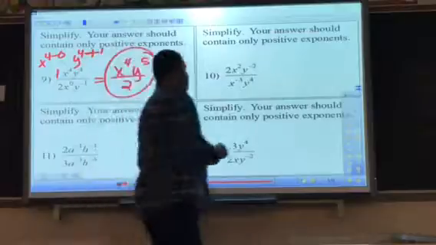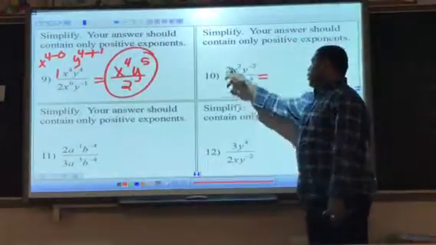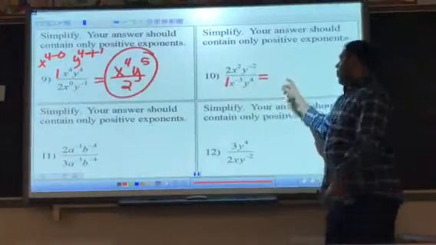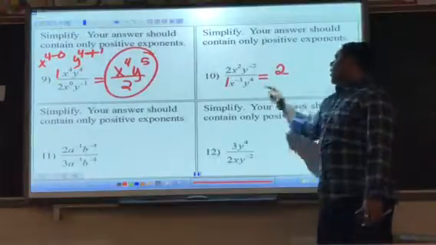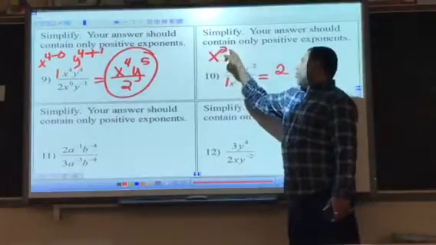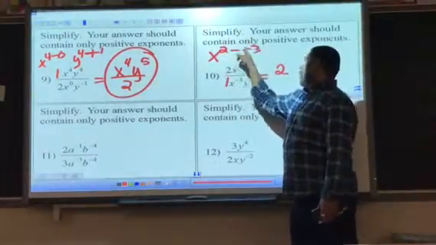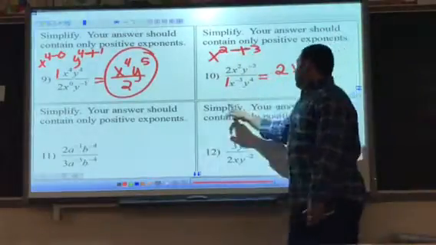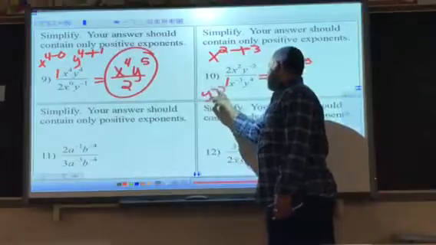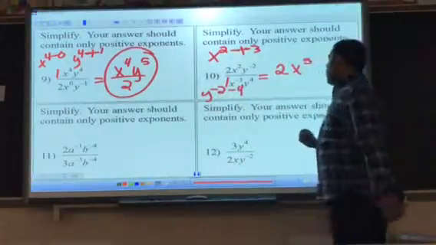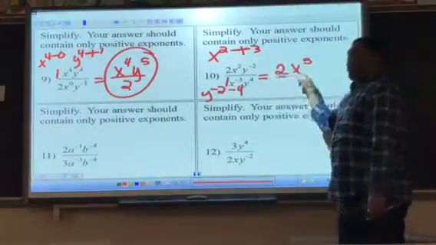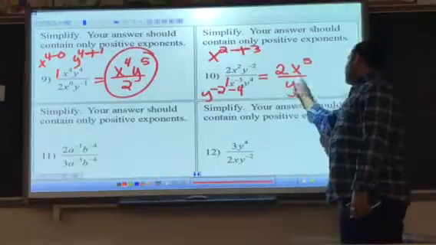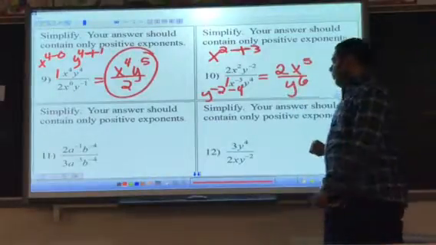For number 10, 2 over 1, so that simplifies to be just 2. My x's, I have 2 minus a negative 3. Minus negative is plus, so that's x to the fifth. With the y's, put the y's down here, I have negative 2 minus 4. Well, negative 2 minus 4 is negative 6. So I'm going to be putting y to the 6 on the bottom.